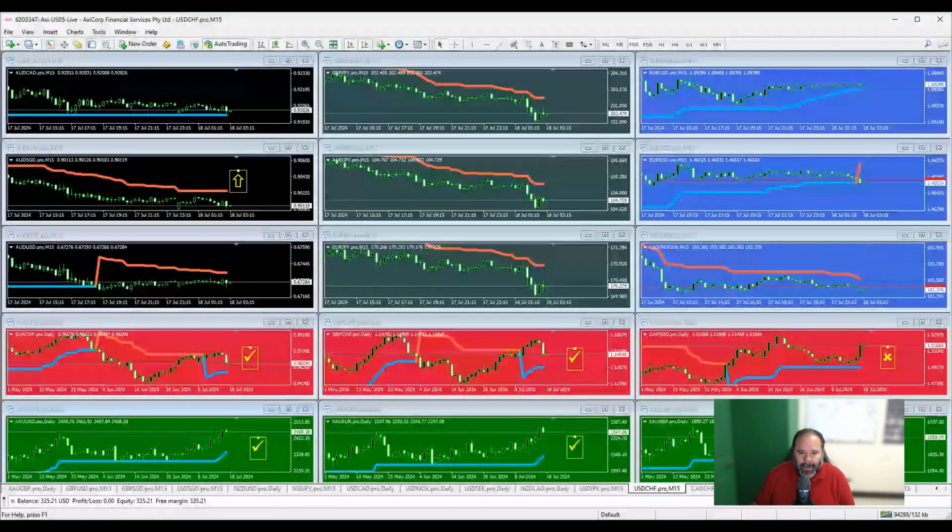Let me share you my MetaTrader. Oh, you're going to love my MetaTrader that I use for correlations because it's beautiful in colors. Now let me see USD CHF. What can I do here? Hold on. Let me make this smaller. USD CHF.